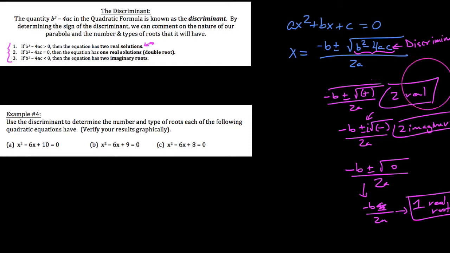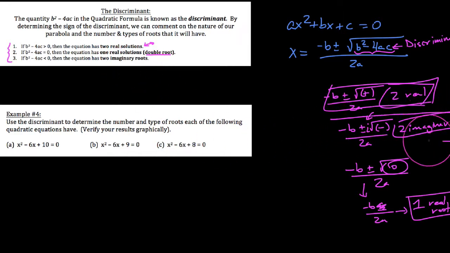As a matter of fact, we outlined that here. We said, well, what if b squared minus 4ac equals 0? What if this stuff in here is equal to 0? Then we're going to get the same answer, but we're going to get it twice. So we get one real solution, but it's a double root. And then just like at the end of our last video, if b squared minus 4ac is negative, then the equation has two imaginary roots. That is, we would get two imaginary roots because we'd have to put an i out front to get rid of that negative inside of our square root.